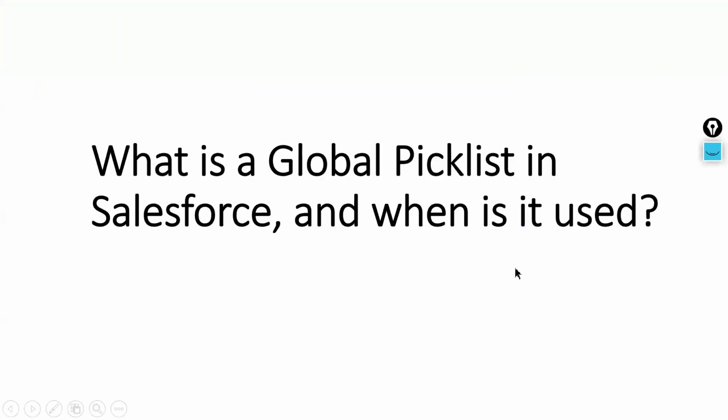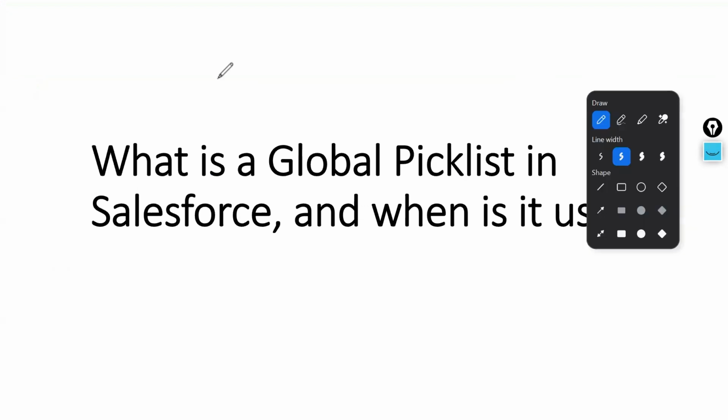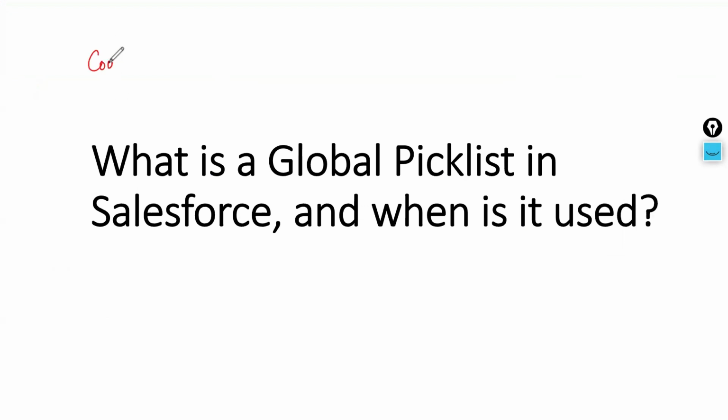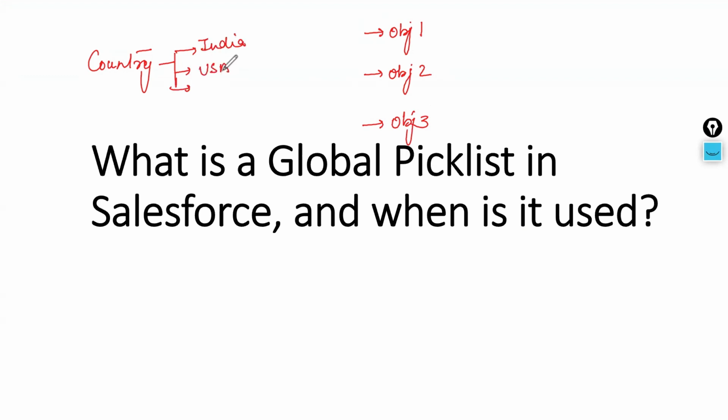So what is the beauty of a global picklist, why is it used? The reason is very simple. If I create a global picklist Country with some values, and let's say I'm using this global picklist on object 1, object 2, and object 3. Right now it has 3 values: India, USA, and Canada.